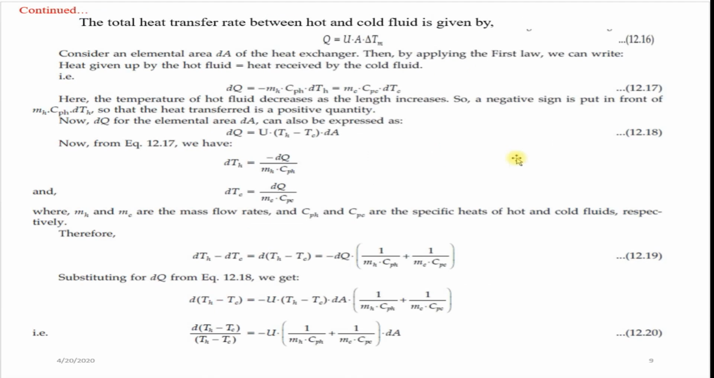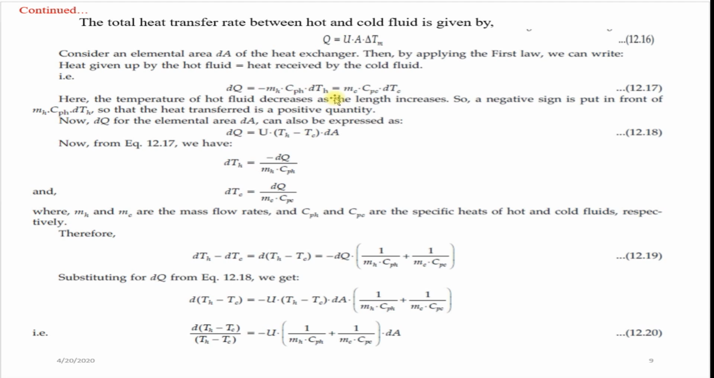Now, the total heat transfer rate equation based on the overall heat transfer coefficient is written as UAΔTm. If you write the energy balance equation for the hot fluid and cold fluid, you will get mH Cph dTh and mC CpC dTc, with a negative sign because the temperature is decreasing along the length of the heat exchanger. Now, for total it is q, and for an elementary area the heat transfer rate is dq. The same equation we have written: U into (Th minus Tc) into dA for the elementary area.